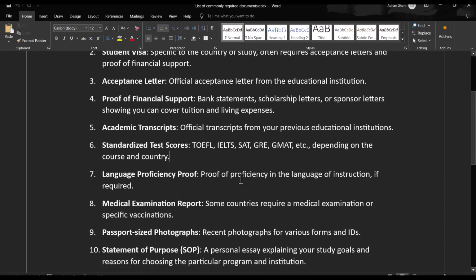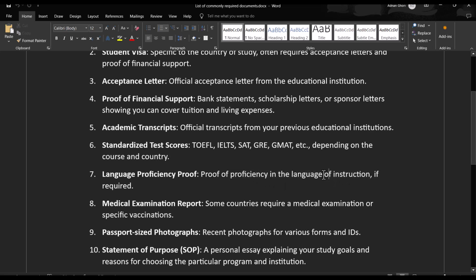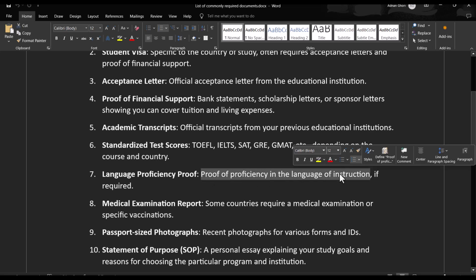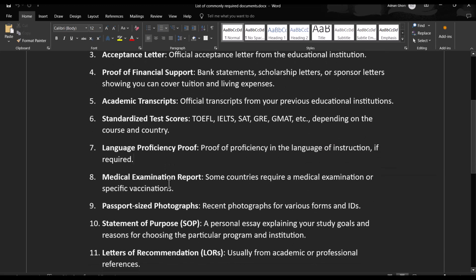Language proficiency proof, proof of proficiency in the language of instruction. Absolutely, you should have this if you are applying for a country where the medium of language is English. You need to make sure that the college where you study has a language of instruction in English, not in Marathi or Hindi or Sanskrit or Russian or German or Chinese, right? You need to make sure that the language of instruction has been English. Otherwise it's difficult for you to apply to a particular university which requires English language proficiency.